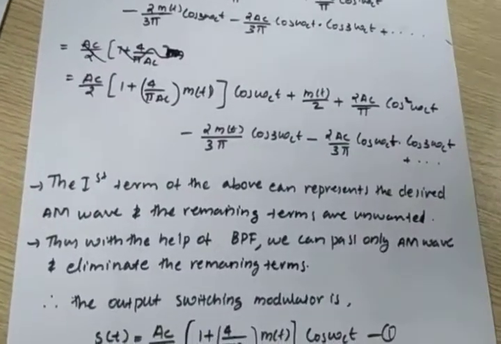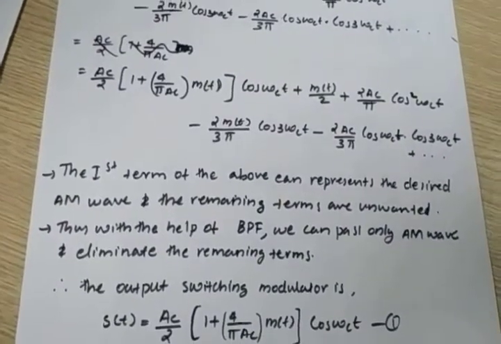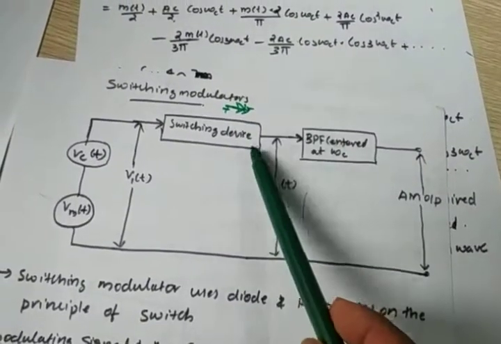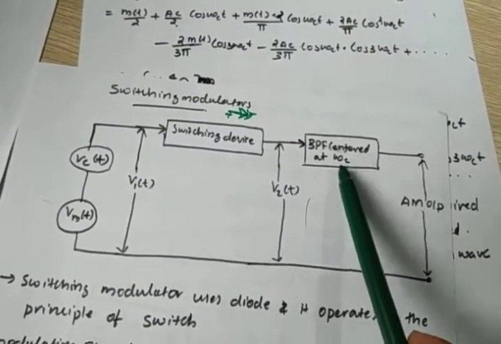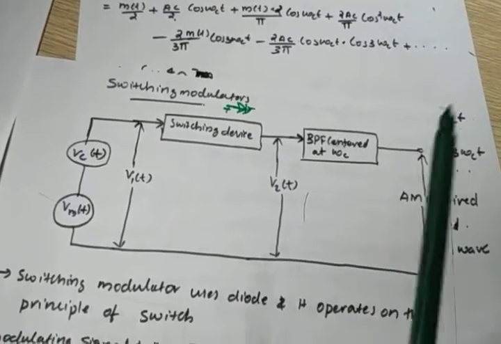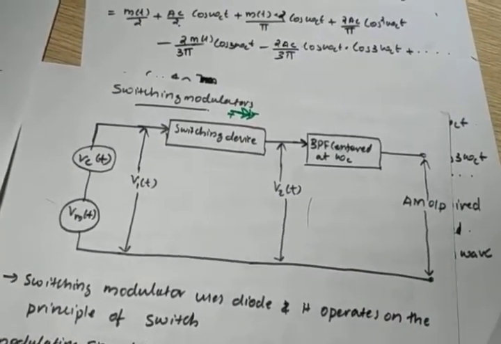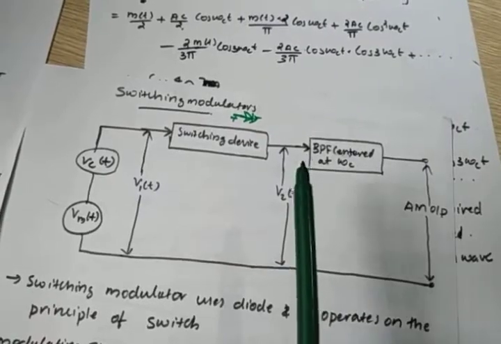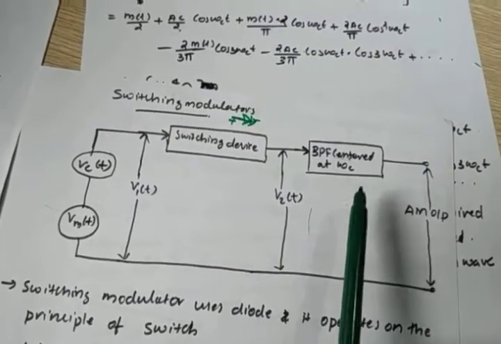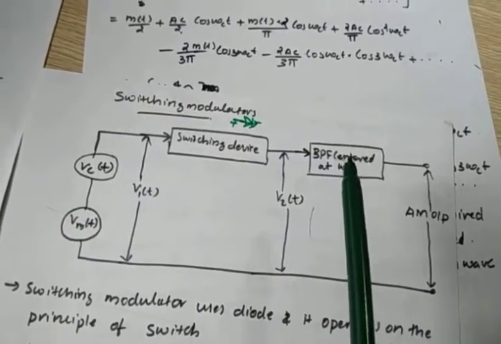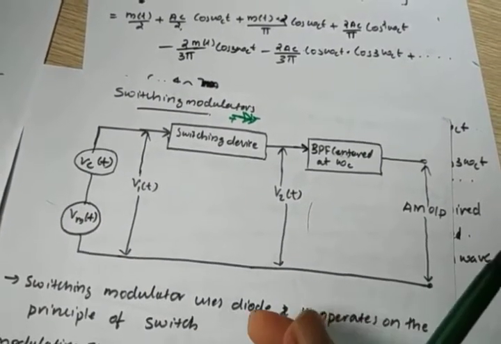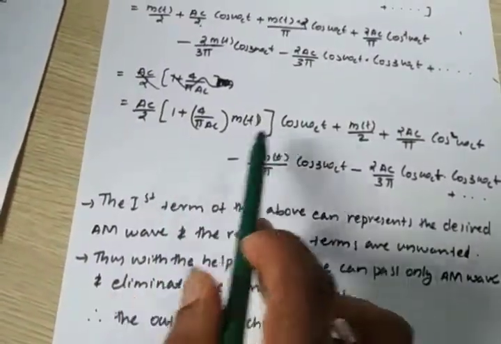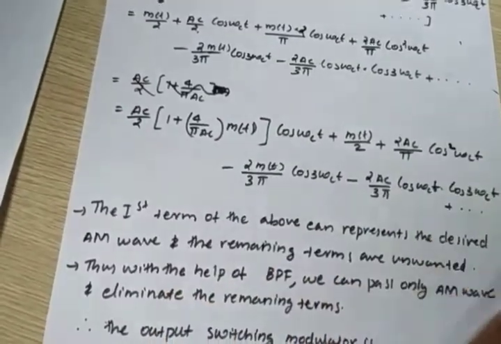Now the last stage, what is the last stage here? A band pass filter. The output is passed through a band pass filter with a frequency omega c. So here I am taking omega c as the cutoff frequency. It will pass only nearer to omega c. Because it is a band pass filter, it will pass only a certain range of frequencies very near to omega c. Now let us check this equation. In this equation, what are the components which will pass through this band pass filter?